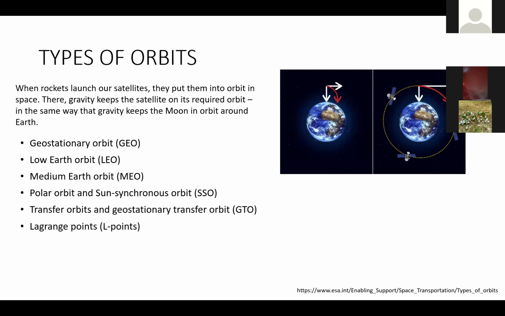Now we move back to satellites and satellite instruments. And first, I want to introduce you to the types of satellite orbits. So when a rocket is launched, it's put into orbit, and the list of the most popular orbits is here on this slide. Namely, there are geostationary orbits, low Earth orbits, medium Earth orbits, polar orbits, some transfer orbits, and Lagrangian points.